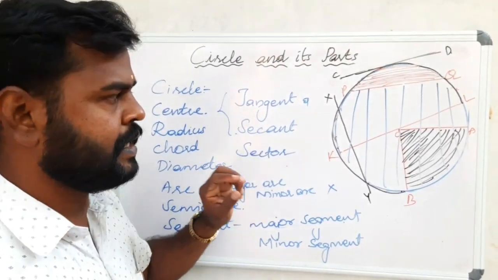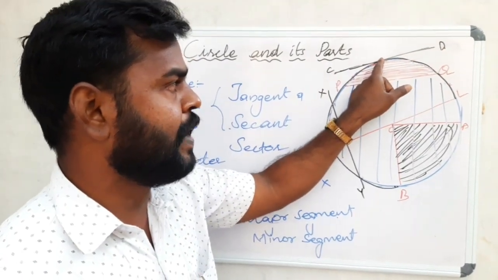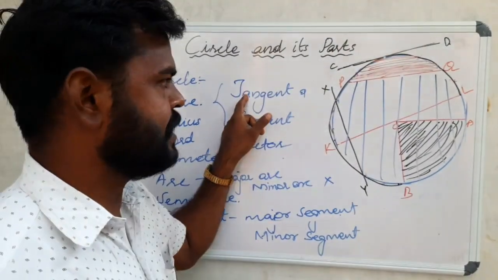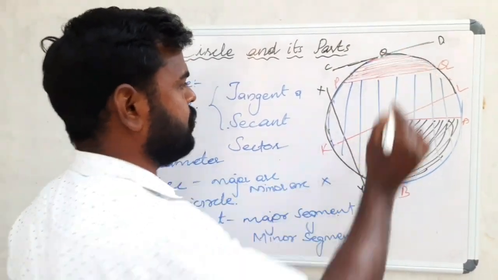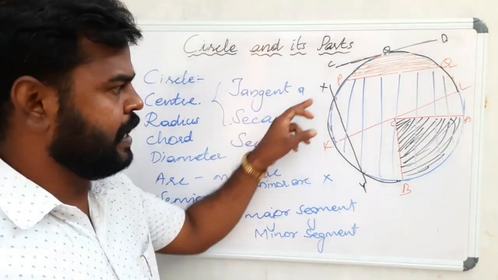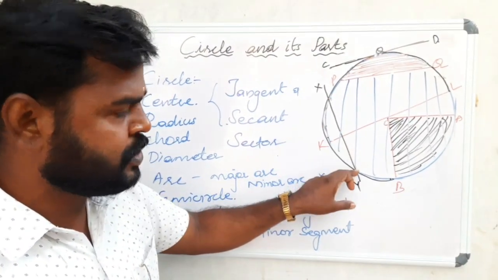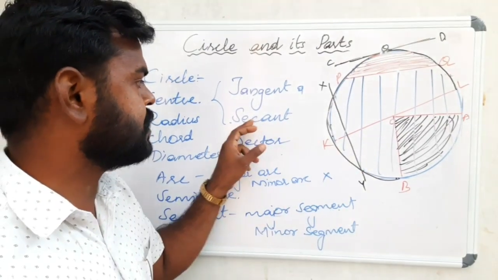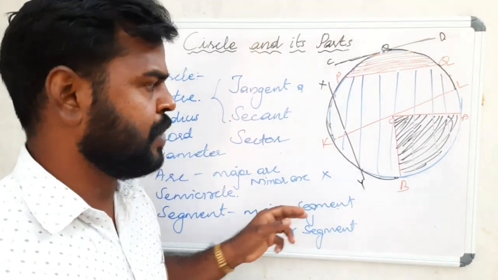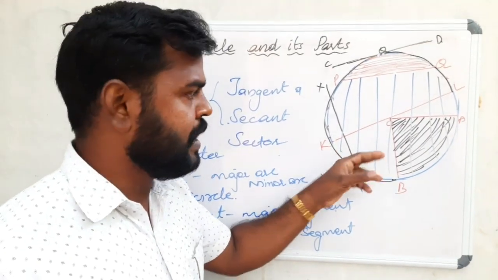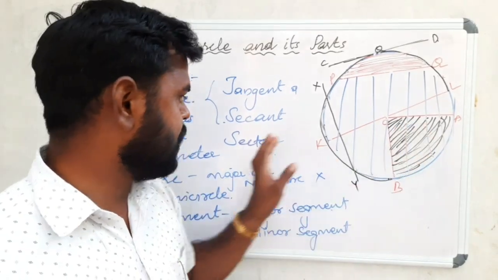Now tangent: a line touching a circle at only one point is called a tangent. This point is called the point of contact. Now secant: a line passing through a circle touching two points, this point and this point, is called a secant. Now sector: a sector is nothing but the area bounded by two radii and an arc. This part is called a sector.